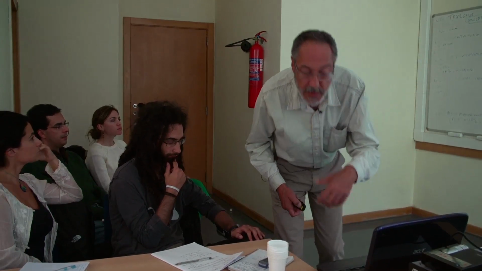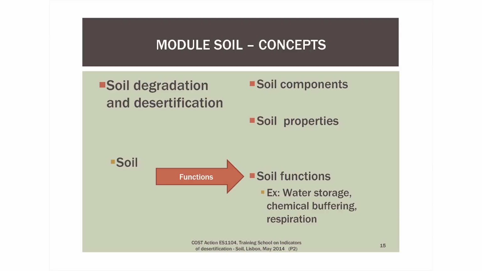Texture, meaning grain size, structure, and those that relate to chemistry, which are pH, cation exchange capacity, etc. All those properties are devised and quantified basically to characterize soil, and to give us an insight into ecosystem functioning, as we saw with the last presentations, and we are dealing with the functions of soil.